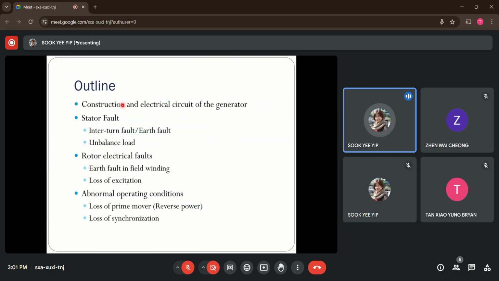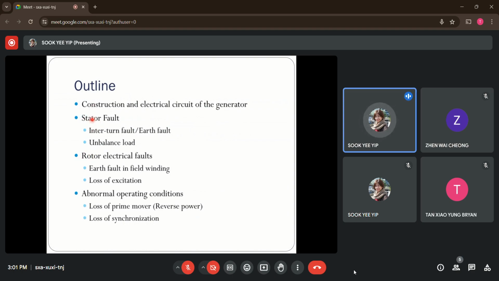Design for Chapter 9. First, we'll look into the constructions as well as the equivalent circuit for a phase of a generator. From there, we can estimate what the fault currents, like short circuit current magnitudes, would be. Then, based on the two major components that make up a machine, which in this case, the generators, are the stator and the rotor.